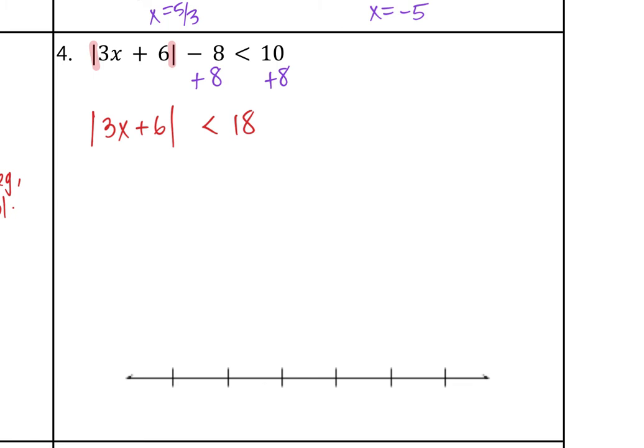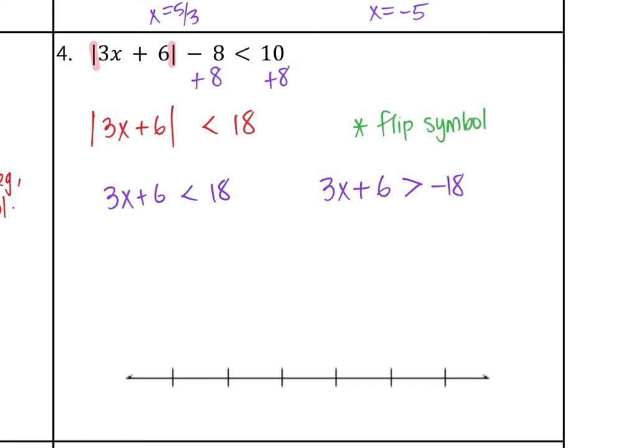From here, we're going to do our two equations again. 3x plus 6 less than 18. So all I did was take off the absolute value bars. But the other one, 3x plus 6, we're going to flip the symbol, make the number negative. So you have to do both. Flip symbol. And then it has to be a negative number.